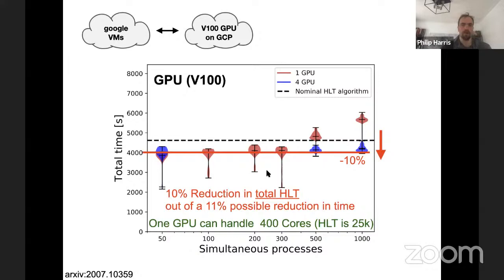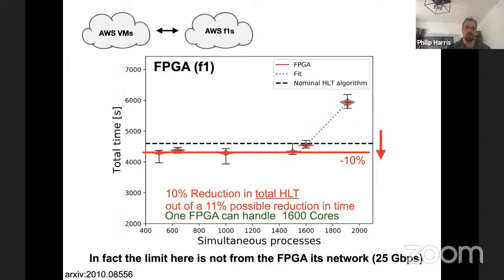We also did this on FPGAs. And here's actually the performance on FPGAs. We're able to go from, let's say, 400 parallel processings. So this is 400 here. It's not even on our axis. We're able to go all the way up to 1500. So the FPGA was significantly faster. And we still preserve our 10% reduction in the total processing time of the high-level trigger.